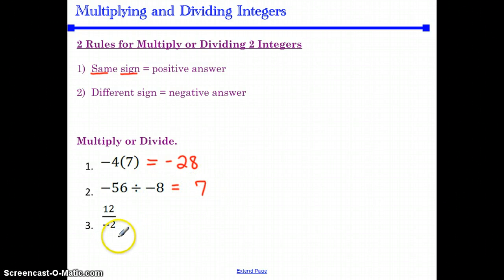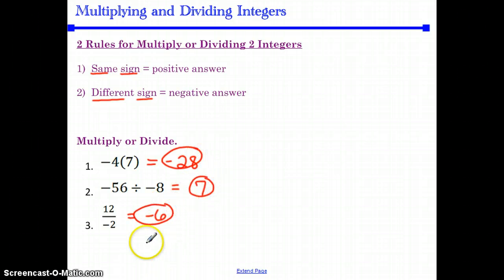In number 3, we're dividing again. The fraction is the same thing as dividing. 12 divided by negative 2. So when you divide 12 by 2, you get 6. And since one number, the 12, is positive and another is negative, they have different signs. So you're going to have a negative answer. So our answers are negative 28, 7, and negative 6.